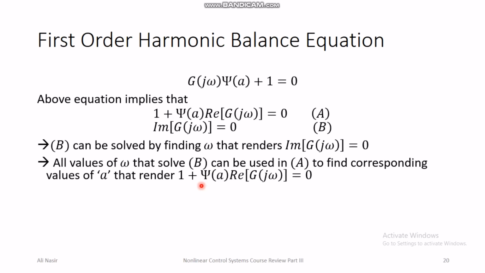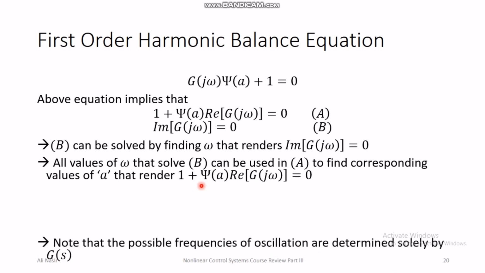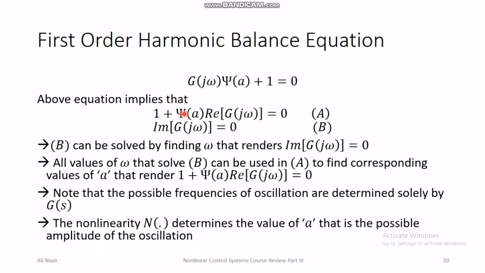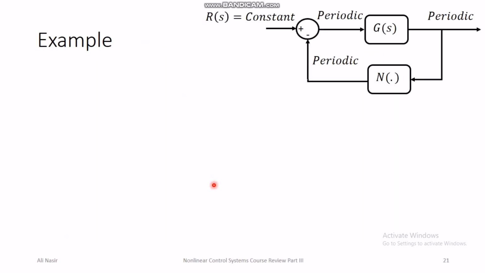So we look at an example of this, but note that the possible frequencies of oscillation are determined only by G of s. So the describing function has no role in defining the frequency of the periodic solution. It only has a role in defining the magnitude of the periodic solution. The nonlinearity determines the value of A, which is a possible amplitude of the oscillation, but the transfer function determines the frequency of the oscillation.